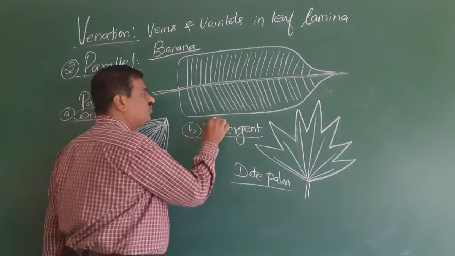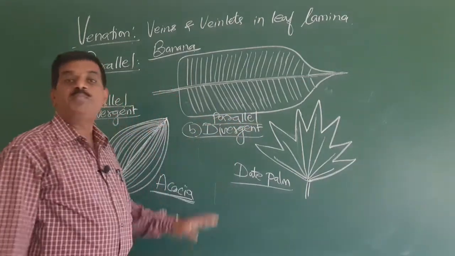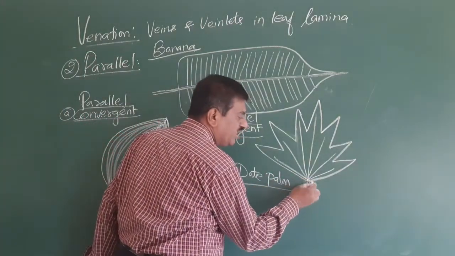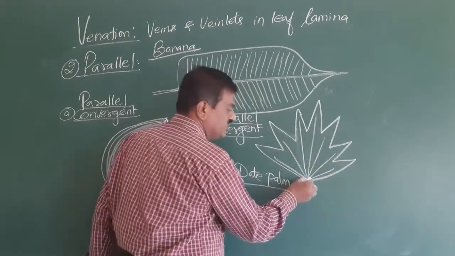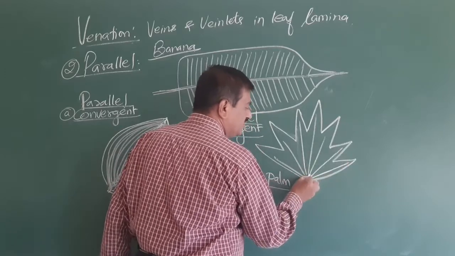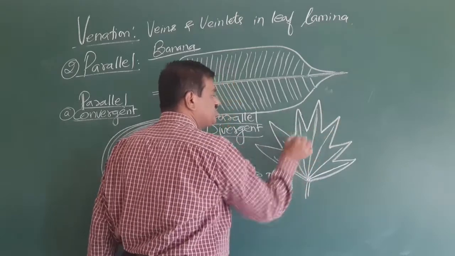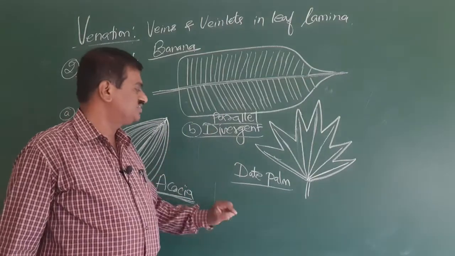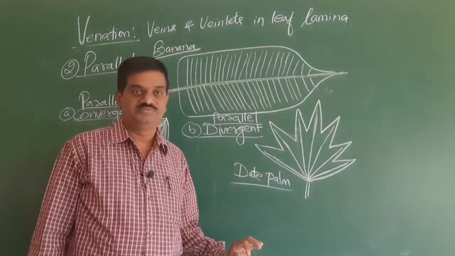Whereas the second one is called parallel divergent. Here, from one particular point the veins start and diverge. They never meet at one point. The veins continue like this and reach the tip, but they are not meeting at one particular point. So they are called divergent. An example for this is date palm.